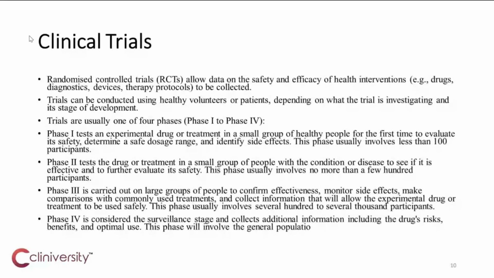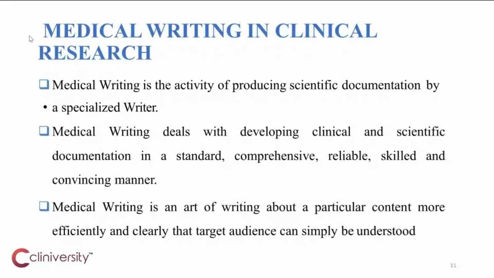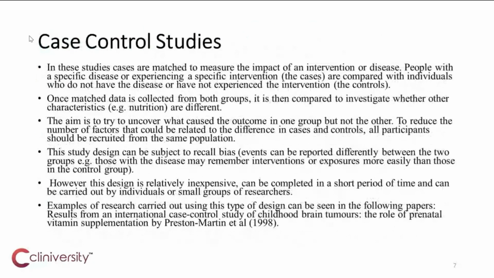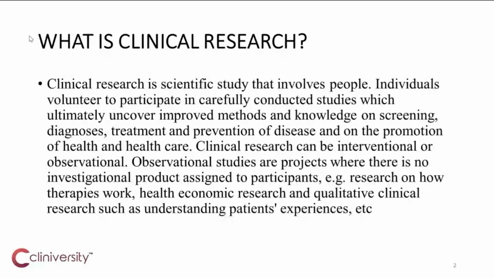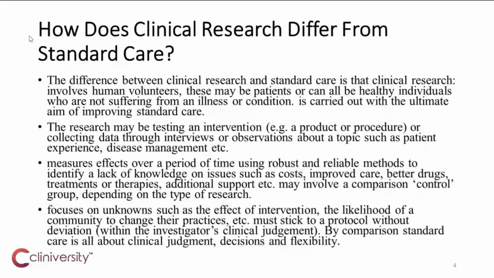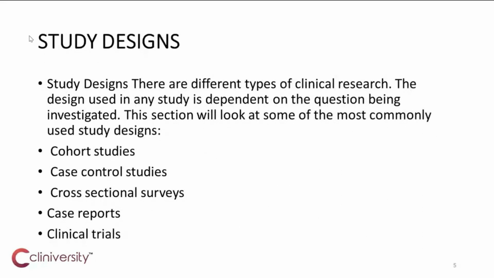And in phase 4, you'll get marketing approval by applying for an NDA, and it will reach the market, and we don't know how many people, based on their necessity, are receiving the drug. Okay. So this is what happens in clinical trials. And all this is what we have learned regarding clinical research: the types of clinical research, how clinical research is different from standard care, and different study designs.